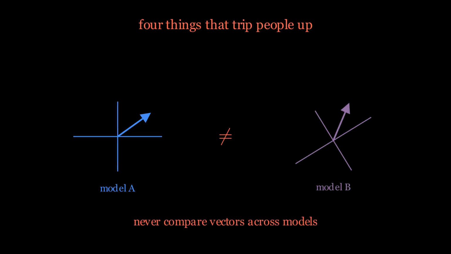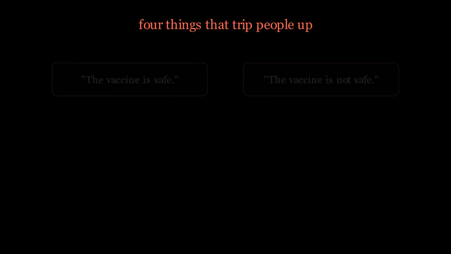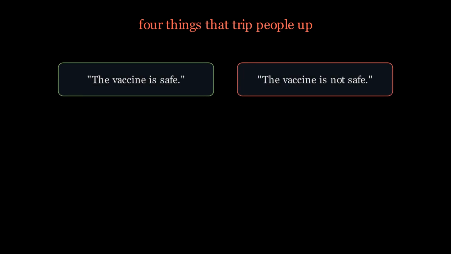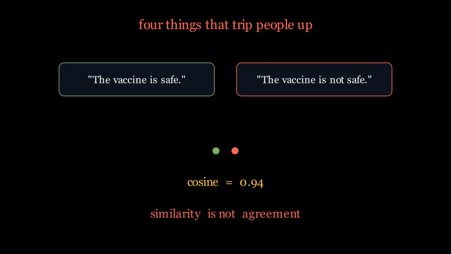Second, close does not mean true. The vaccine is safe and the vaccine is not safe sit almost on top of each other because they're about the same topic. Similarity is not agreement, and a retriever will happily hand you a confidently contradictory passage.